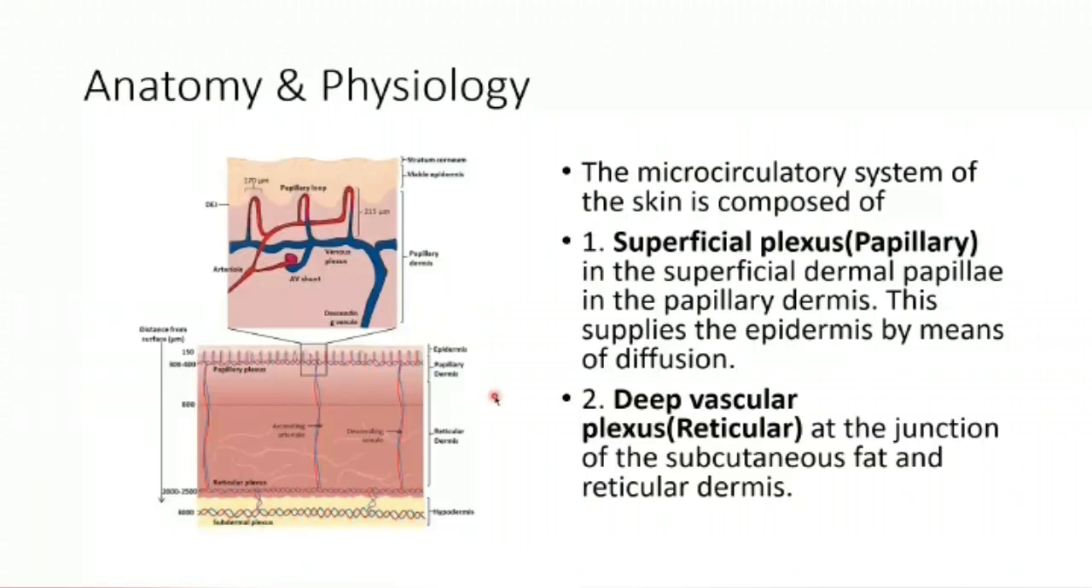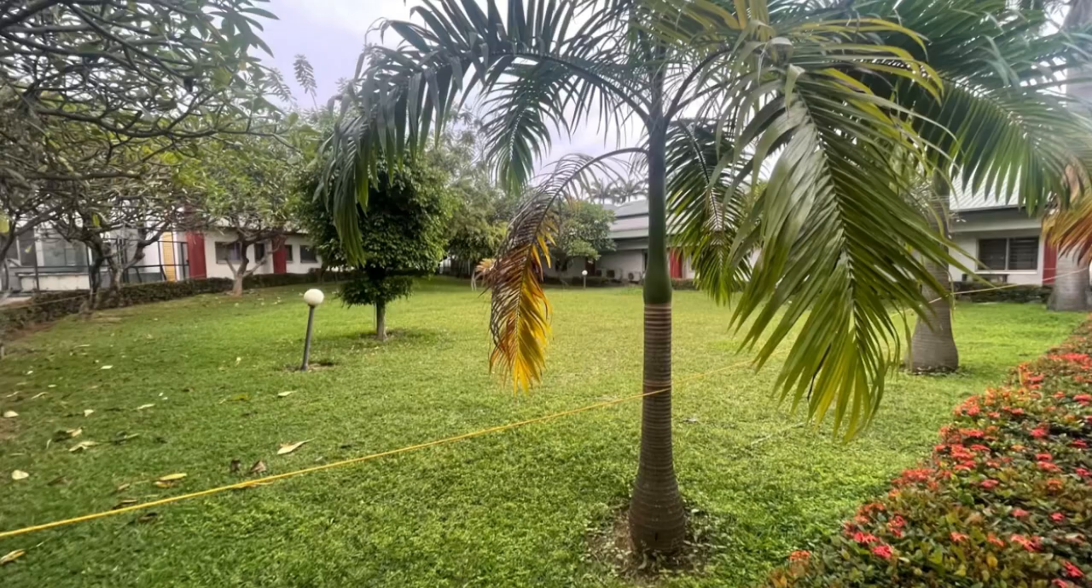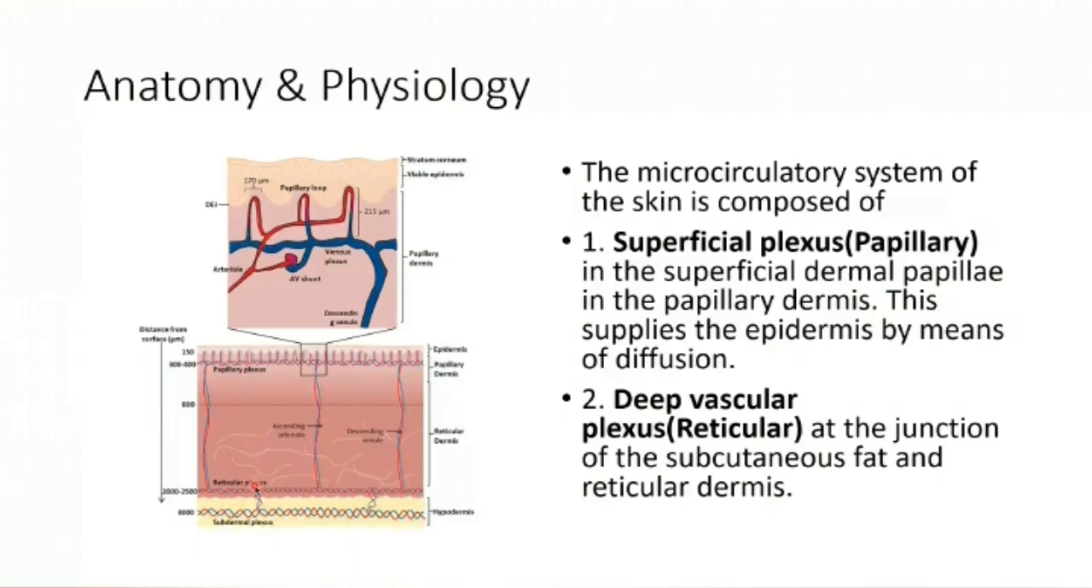A brief anatomy and physiology of the skin. The skin is divided into two layers. We have the epidermis and the dermis. So the microcirculatory system of the skin is composed of two circulations. We have the superficial plexus, which is also known as the papillary plexus, and it is in the superficial dermal layer, which is the papillary dermis here. And this papillary dermis superficial plexus supplies the overlying epidermis by means of diffusion, while the deep vascular plexus in the dermis, known as the reticular dermis, is located here as well.